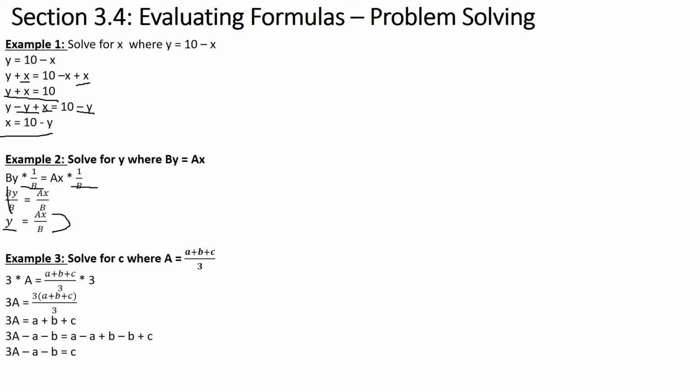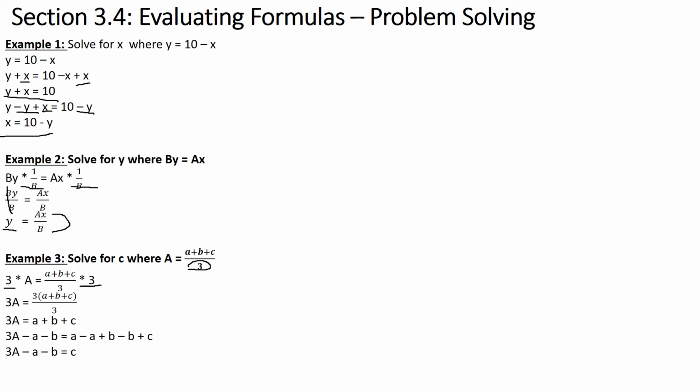The third one is actually very simple. Solve for c where a equals a plus b plus c over 3. And it looks so scary because c is part of a numerator in a fraction. But what I'm going to do is get rid of that 3 in the denominator. It's the same as a third. By multiplying times 3 on both sides. If I do a 3 on one side, I do 3 on the other.